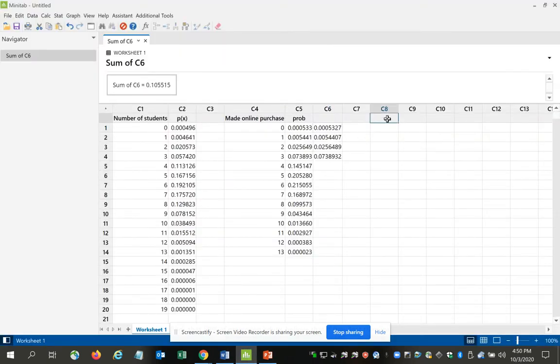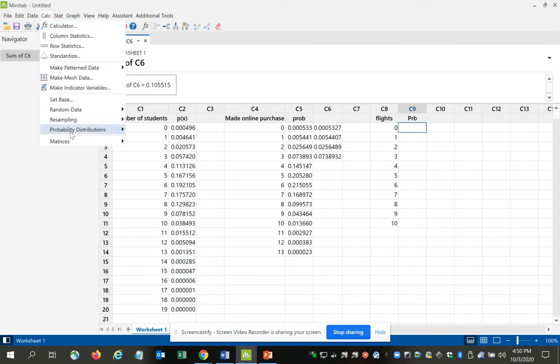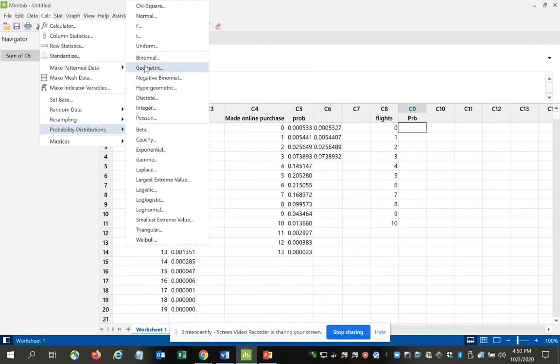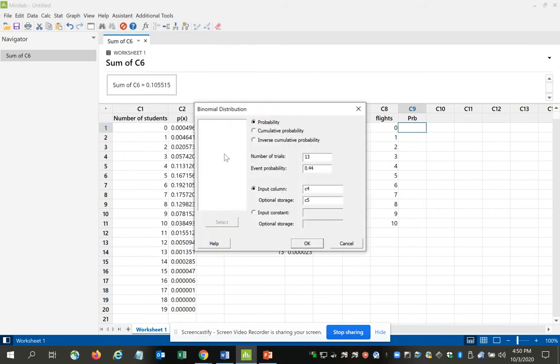Okay, this time we're talking about flights. So I'm going to go to column 8. We're looking at 10 flights, so we could have 0, 1, 2, 3, 4, 5, 6, 7, 8, 9, 10. I need to calculate my probability for those. I'm going to calculate probability distribution, binomial, probability.